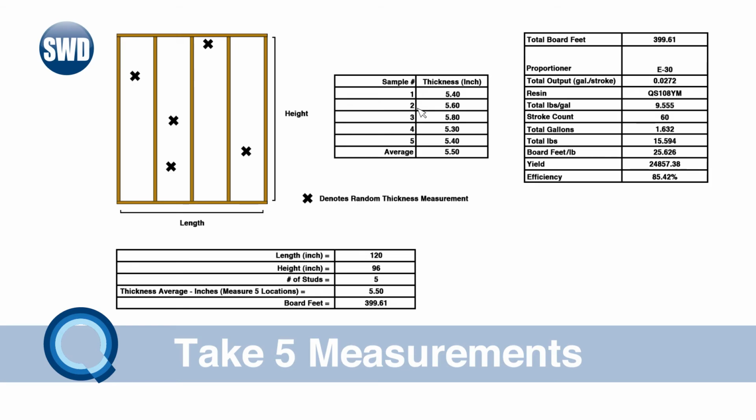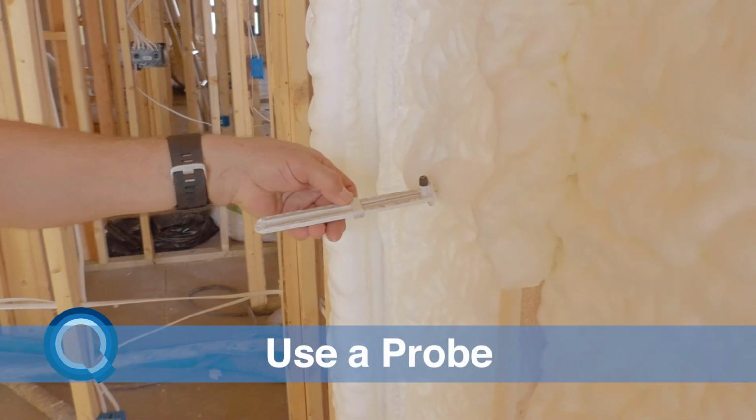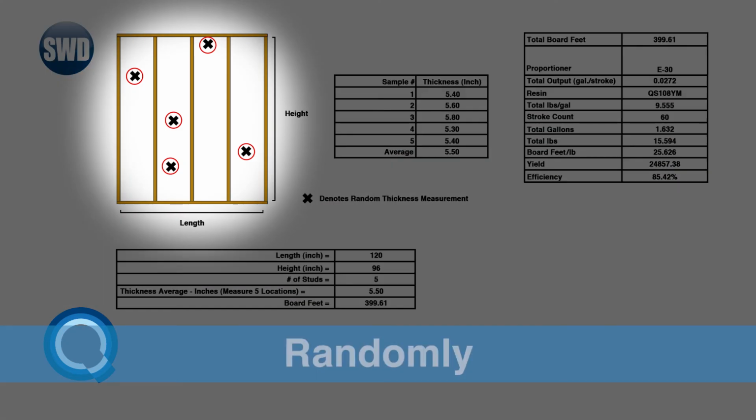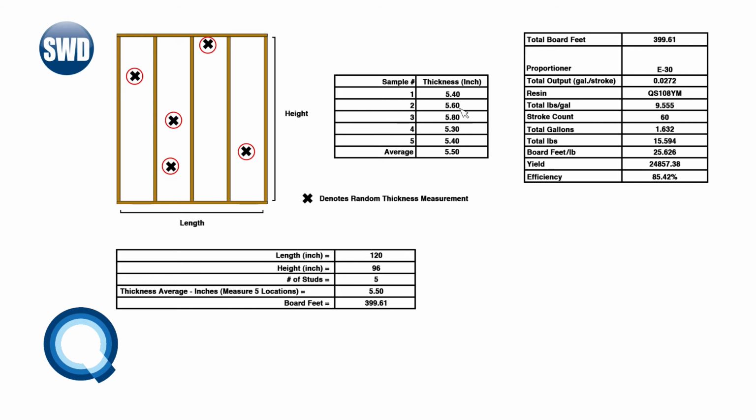Take 5 measurements for thickness. Use a probe to take the measurements randomly throughout the sample area. Type in the thickness you measured here.